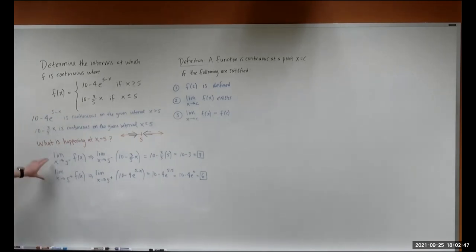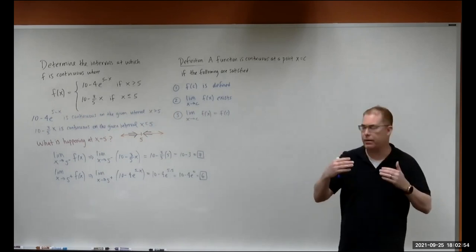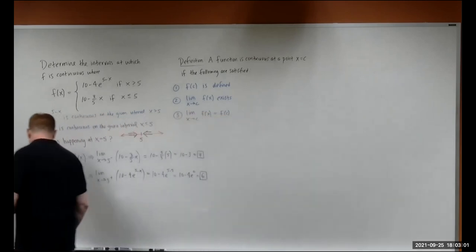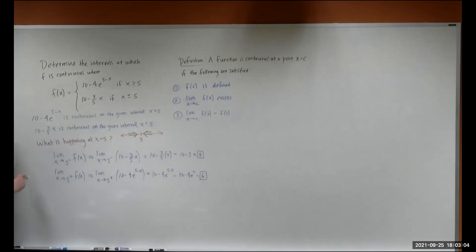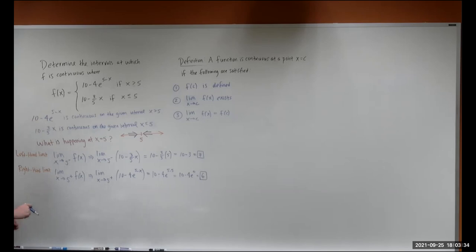From this, we can obviously see that the left-hand limit and the right-hand limit don't equal. So therefore, the overall limit doesn't exist. Right here is the left-hand limit, and this is the right-hand limit. So we showed that the left and right-hand limits don't equal.